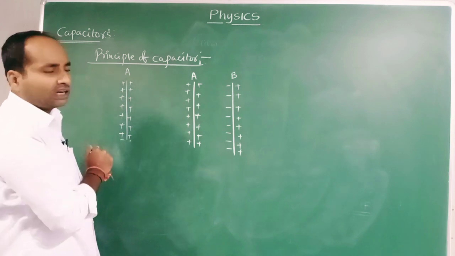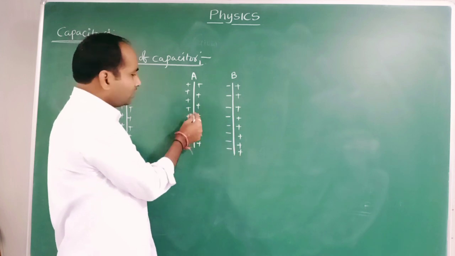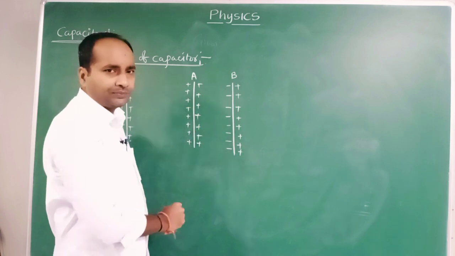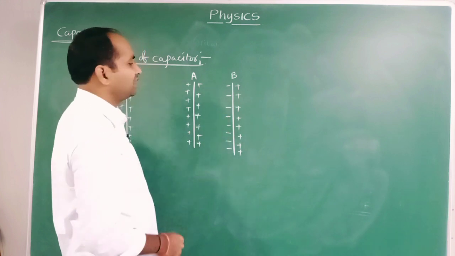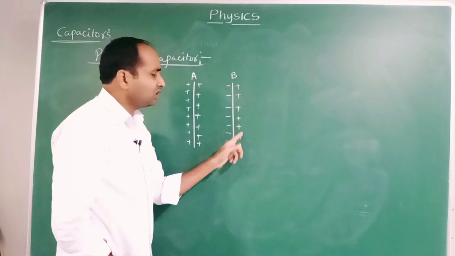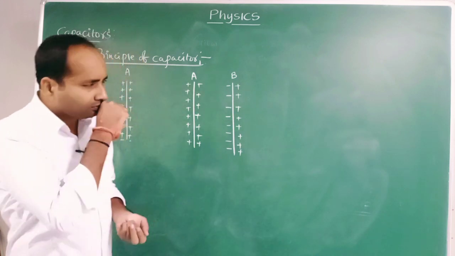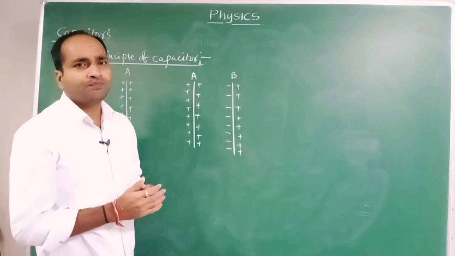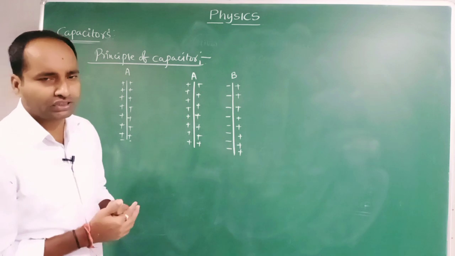Later on we bring a neutral, uncharged conductor closer to the positive conductor A, so that a negative charge is induced on the inner side of the conductor B, and to nullify that, a positive charge is induced on the outer side of B. We know that the potential of the earth is taken as 0, and positive charge is always at high potential, negative charge at low potential.